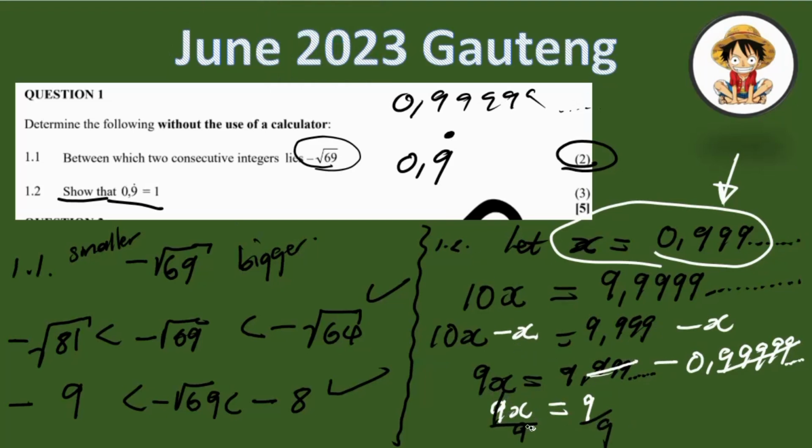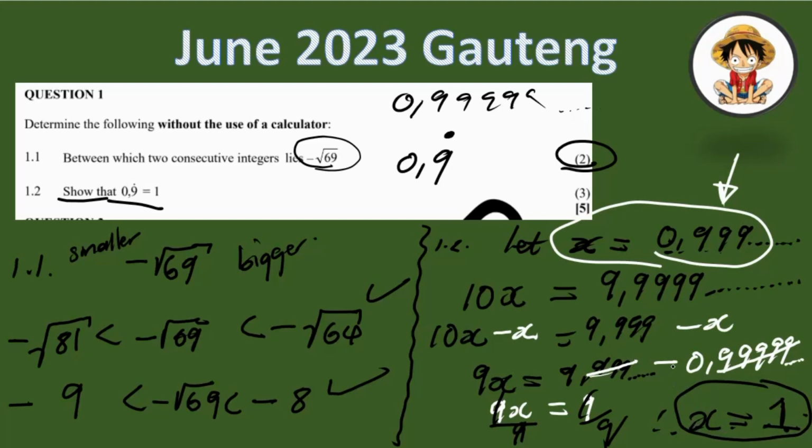9 cancels 9. And then this means my x is equal to 1. You see that? So in this situation, I said my x is equal to 0.9999..., and then my conclusion ends with x being equal to 1. Therefore, it means 1 is equal to 0.99999... Do you see that? Do you see the trick behind it? I hope it makes sense.